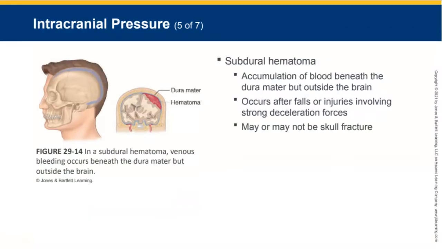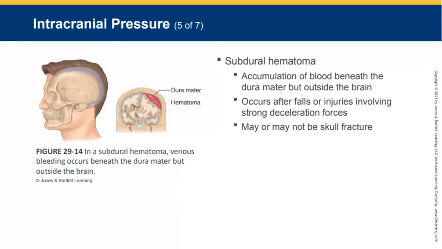Now, the subdural hematoma, this is the one that is below the dura mater, and this one is common in geriatric patients. As we get older, the brain tissue shrinks. So the brain tissue starts to shrink, and there is more space available between the skull and the brain. And sometimes these elderly patients fall and hit their head. They don't necessarily lose consciousness, but they hit their head.